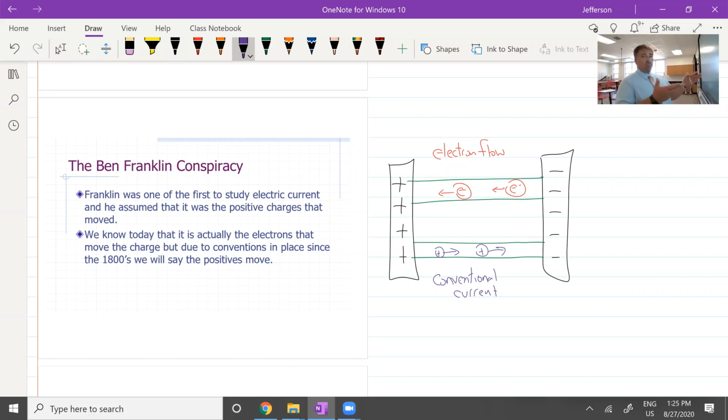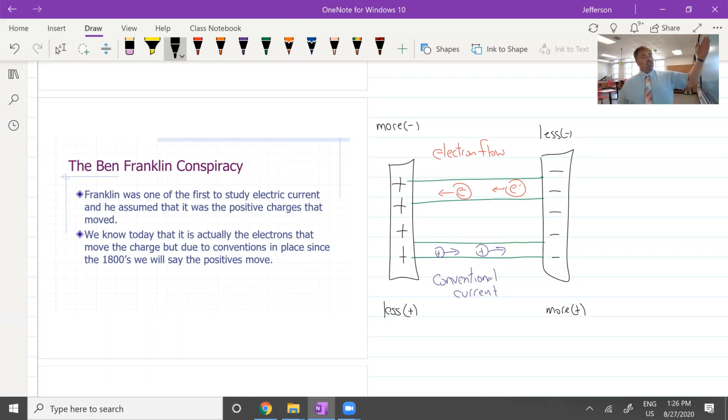Because if we look at the bottom one, conventional current, as positive charges go from left to right, this side becomes less positive, and this is more positive, when the charges move. Up here, we look at the electron flow as the electrons go over. This up here is going to be more negative. This is going to be less negative.